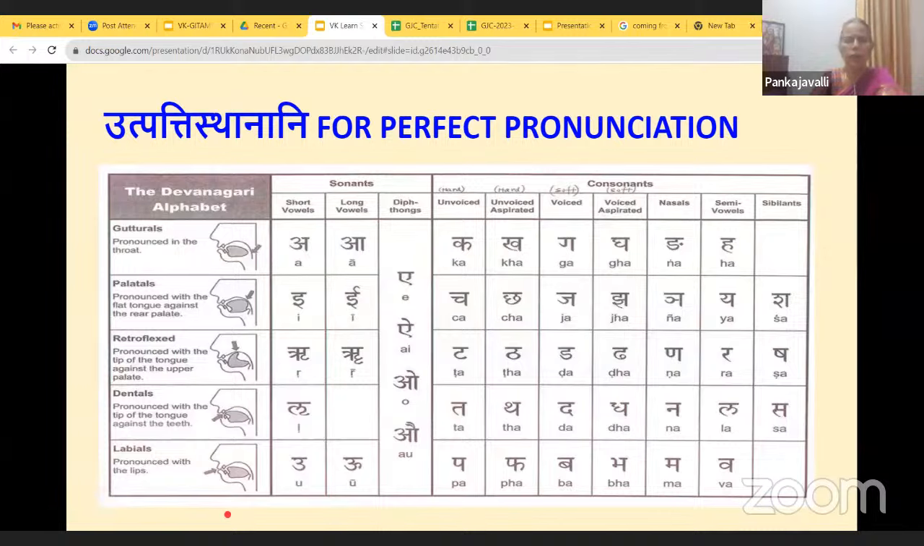Rutura-shanam. Can you tell what they are? Murdha. Ru. Ta, Tha, Ra, Da, Dha, Na. Then Rakara and Shakara. Okay, thank you. Dhanyavadaha. Anyone else?